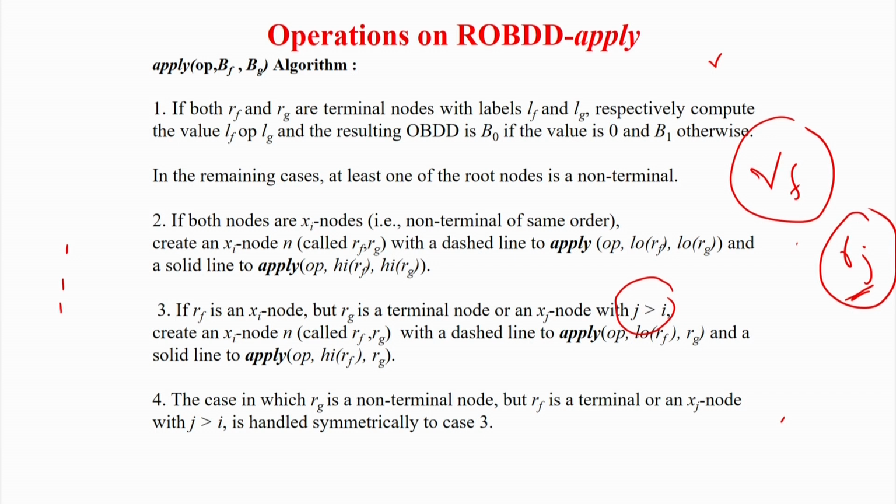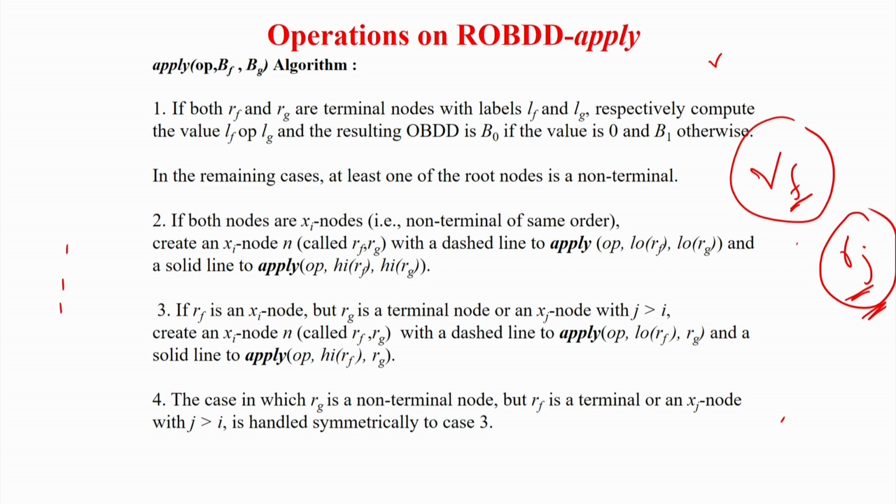As RF is slightly above, towards the root, what will you do? You will operate, but you will not take the child of RJ, because RJ is always on the lower side. RF is on the upper side of the tree. So you will not operate the right child of RF with the right child of RJ. You will not do that.